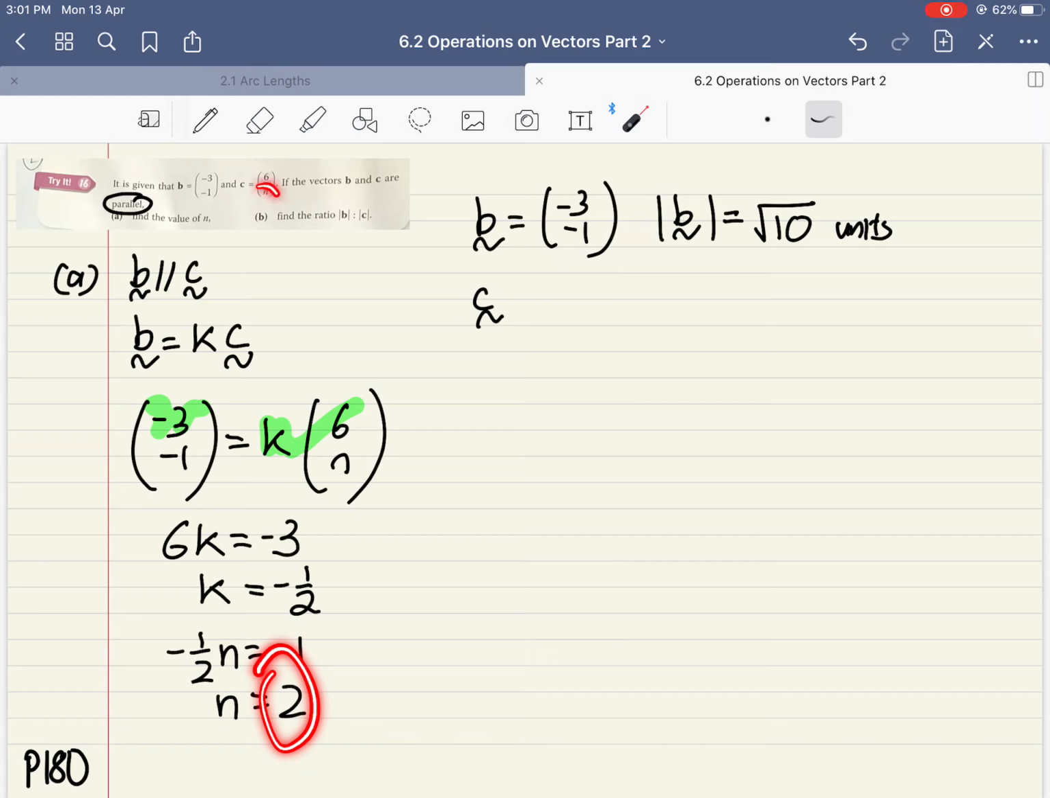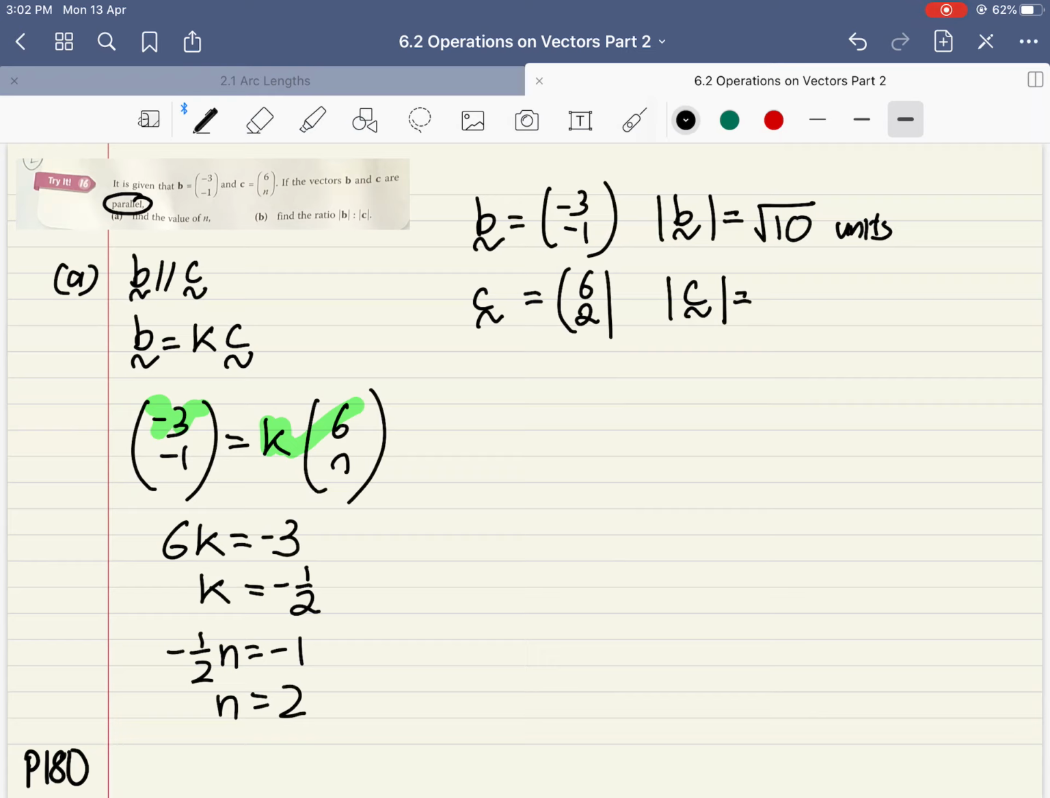So vector c, when n is equal to 2, okay, so n is equal to 2 over here. Therefore, I know that vector c is (6, 2). And therefore, the magnitude of vector c is square root of 40 units. Hence, the magnitude of b to the magnitude of c is square root 10 to square root 40.